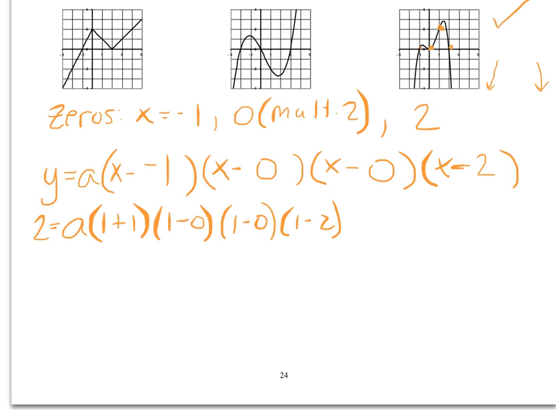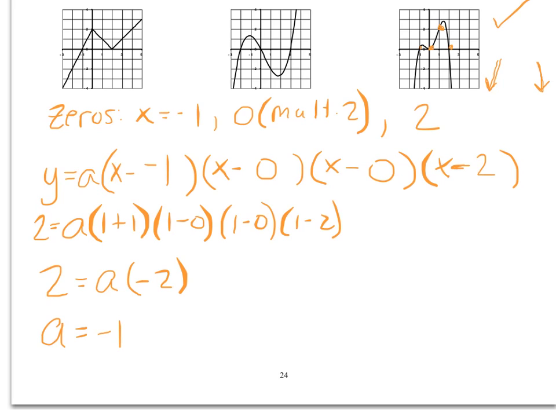And now I just have to solve for a. So I get 2 equals a times 2 times 1 times 1 is 2 times -1 is -2. So a has to be -1. And that actually makes sense because our end behavior with both ends going down means that we need to have a negative leading coefficient. So -1 seems to make sense.